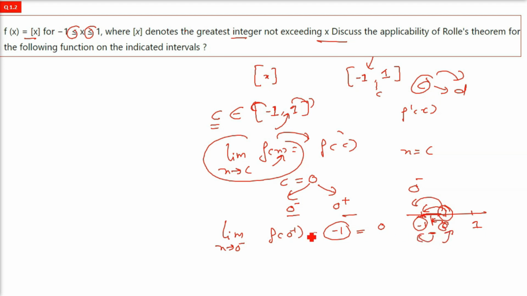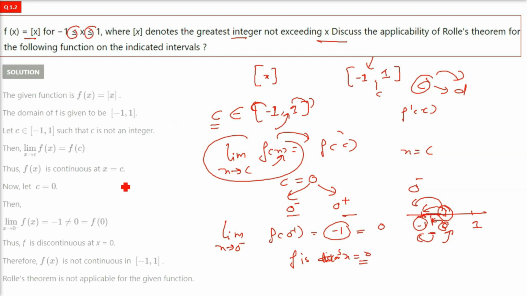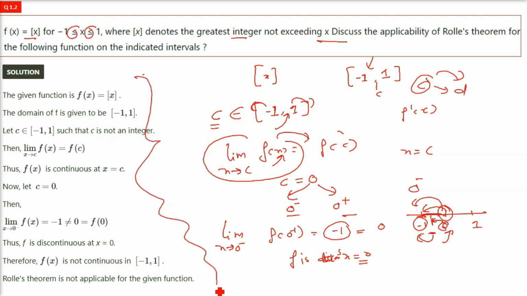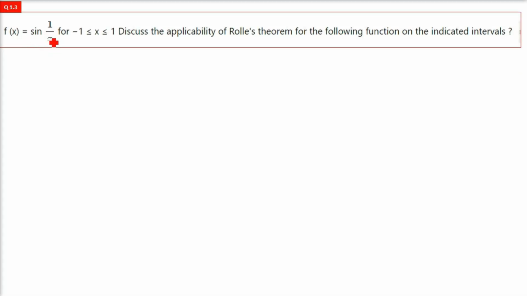So when the function is not continuous, we cannot think about the applicability of Rolle's theorem. If this function is discontinuous at x equals 0, that is why Rolle's theorem cannot be applied in these indicated intervals. This function may be continuous, differentiable elsewhere, doesn't matter. We are talking about -1 and 1. The domain is given and we are pretty sure that between -1 and 1 the function is not continuous. Now we have f(x) equal to sine 1 by x, and again we have -1 to 1 as the domain. We have to discuss the applicability of Rolle's theorem for the following function on the indicated intervals.